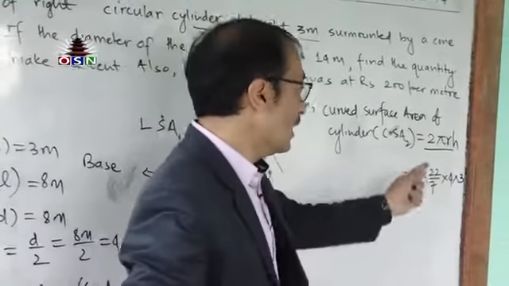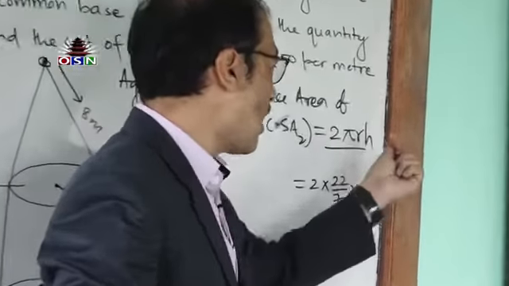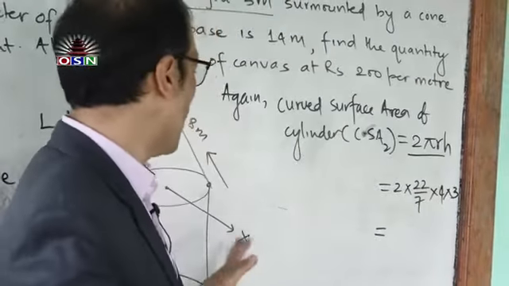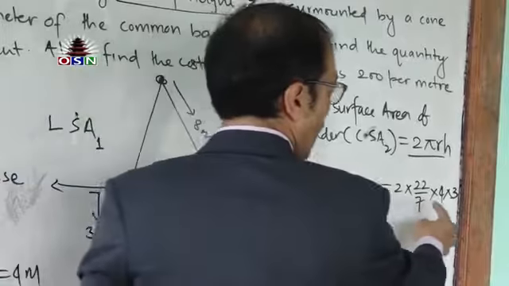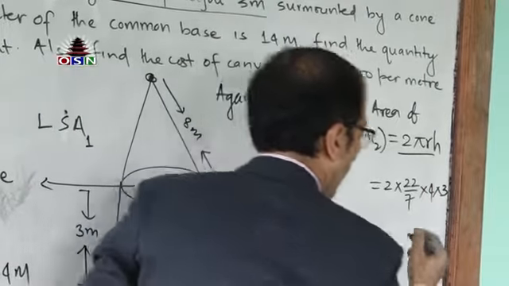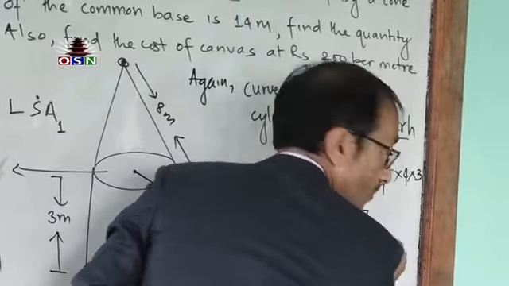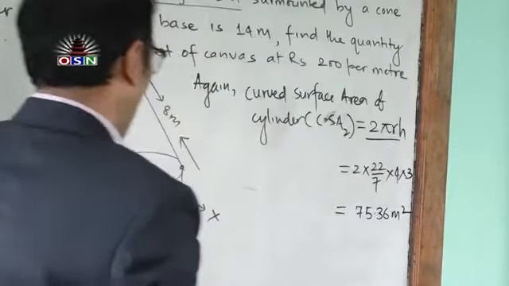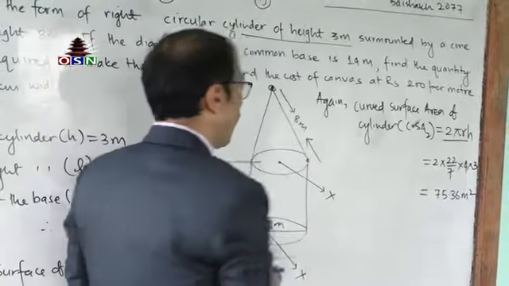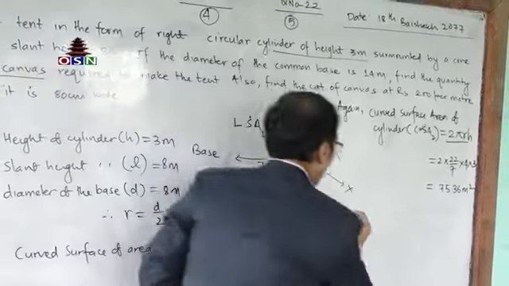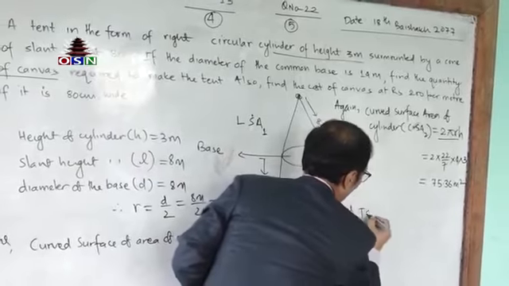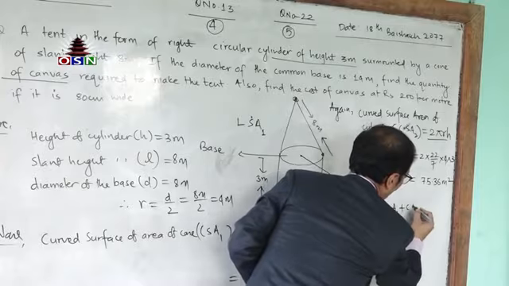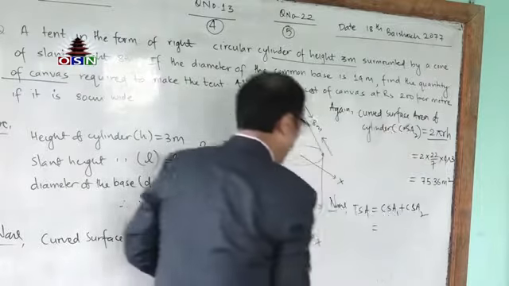Let's calculate. What will you get as the curved surface area of the cylinder? This is 2 pi R h, the formula to find the curved surface area of the cylinder. When we calculate this, we will get 75.36 meters square. I have already told you that we need to find the total surface area. So now we will have to find the total surface area: CSA1 plus CSA2.